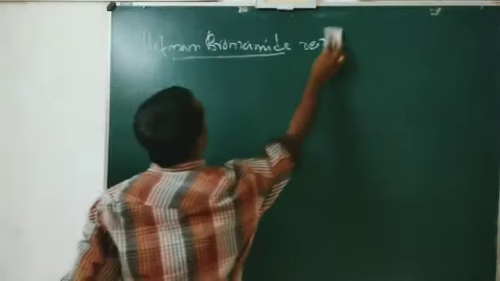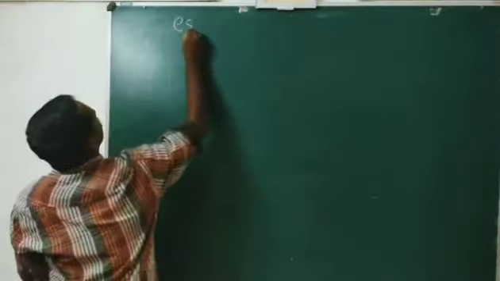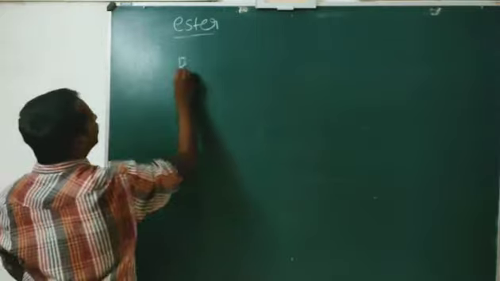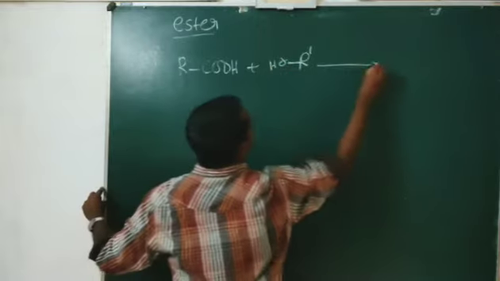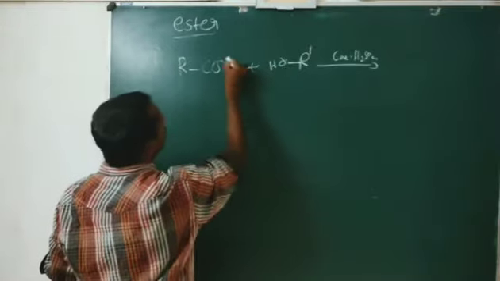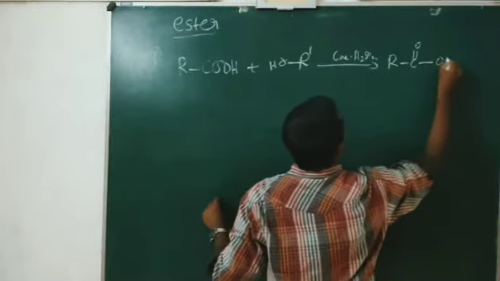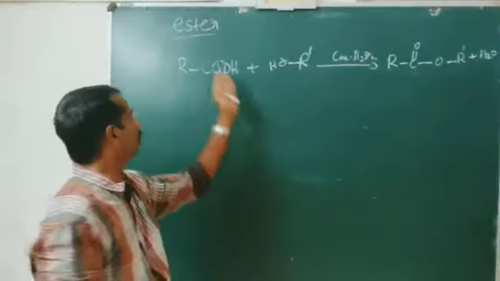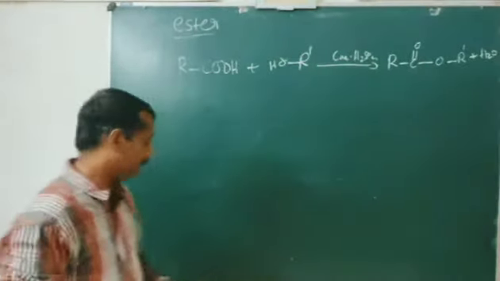Next derivative is esters. Ester preparation. As we know, ester is prepared by the reaction of carboxylic acid with alcohol R'OH in presence of concentrated H2SO4. H2O will be eliminated, and we get RCOOR' plus H2O. This reaction is very familiar to you. Ester is manufactured from carboxylic acid and alcohol in the presence of concentrated H2SO4.